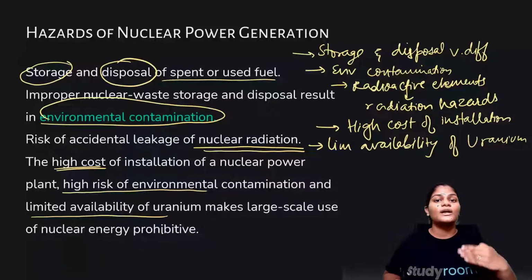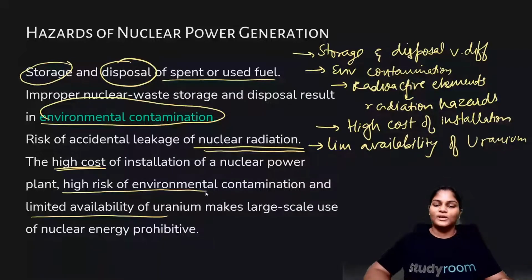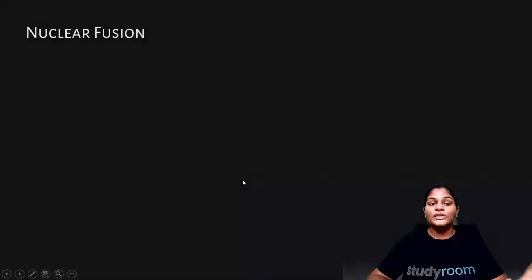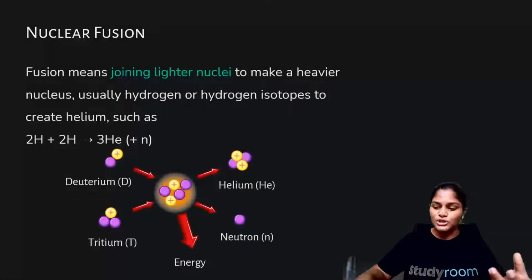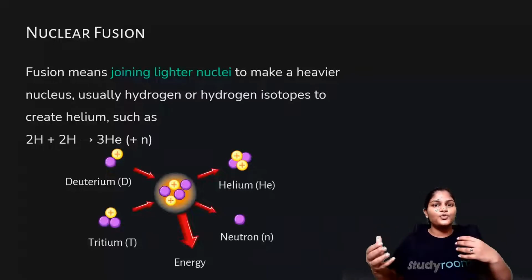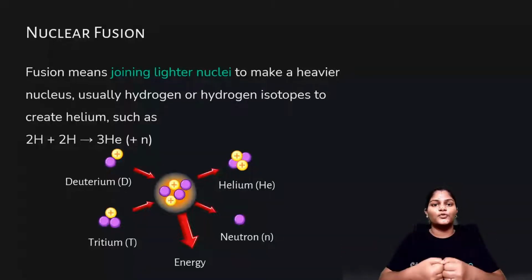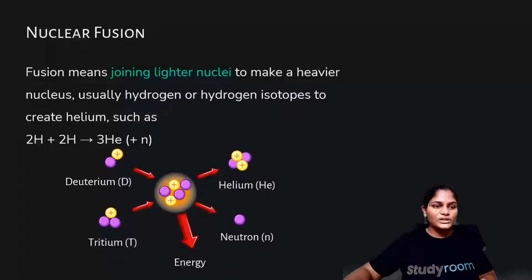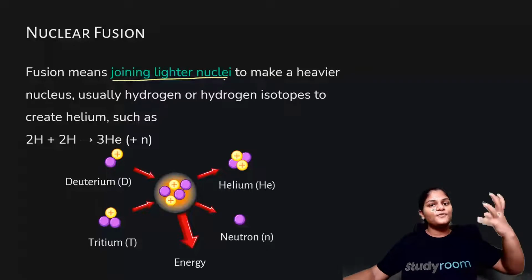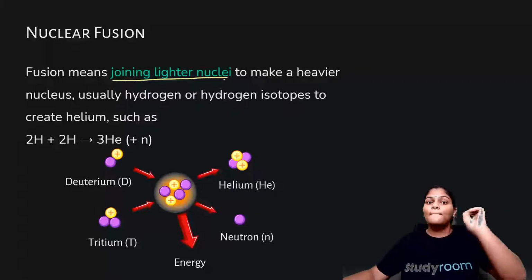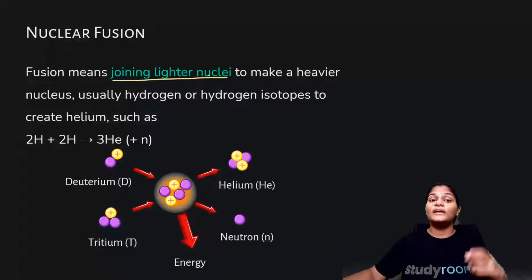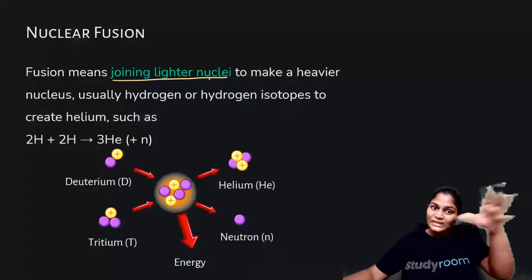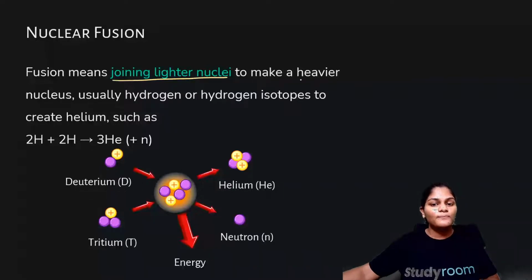Okay, great. Now we're going to study the other process of the nucleus, which is nuclear fusion. As the word suggests, fusion is the combination of two or more nuclei to form one parent nucleus. So fusion means joining lighter nuclei. What was happening in fission? Heavier nuclei breaking apart into lighter nuclei. In fusion, many light nuclei join to make a heavy nucleus. Just one nucleus forms.